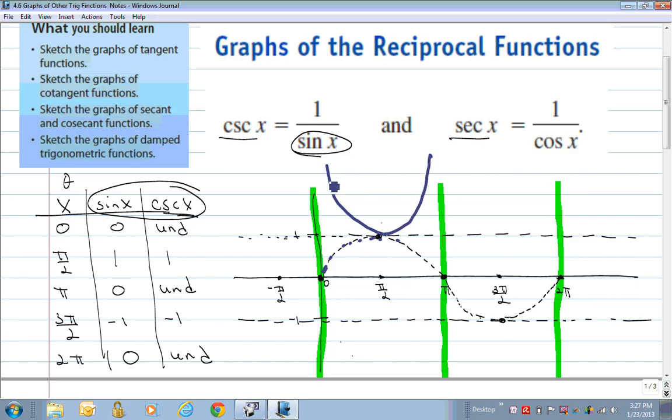Notice it also has asymptotic behavior, meaning it approaches the asymptotes. Because it's undefined, it cannot cross those asymptotes. I could extend those a little bit further. That would help you see it a little bit better.